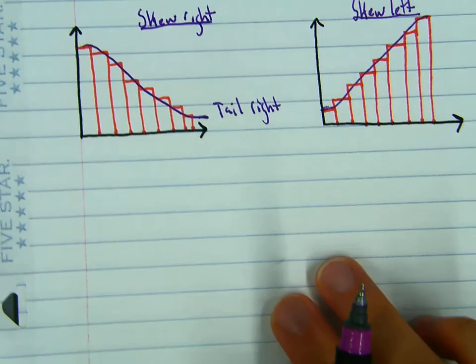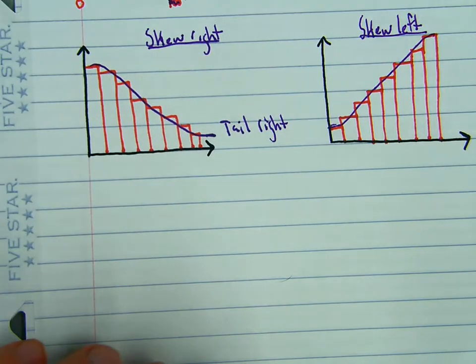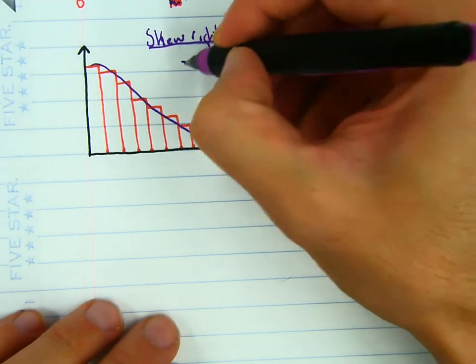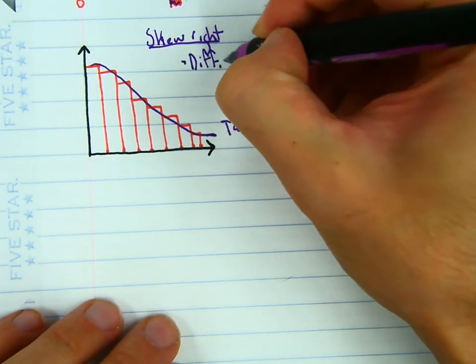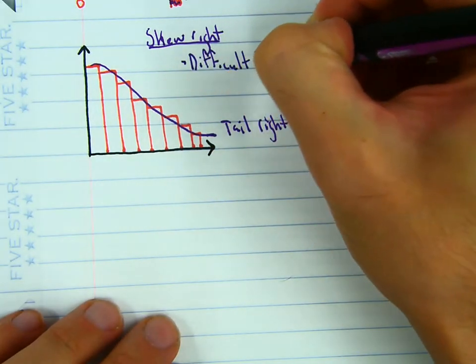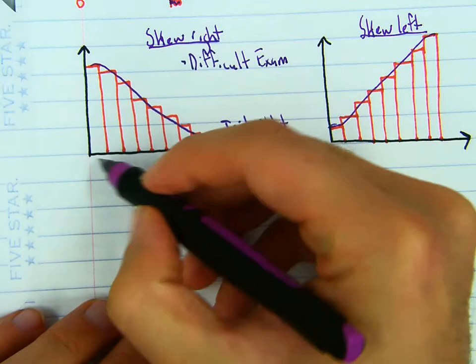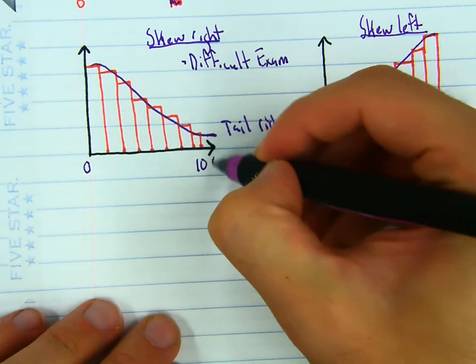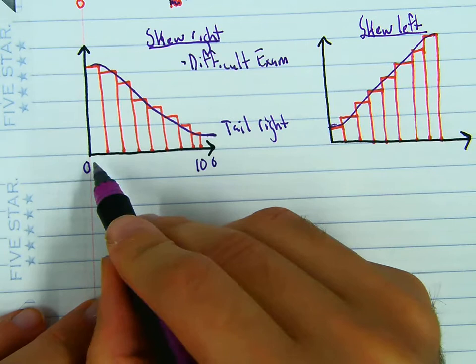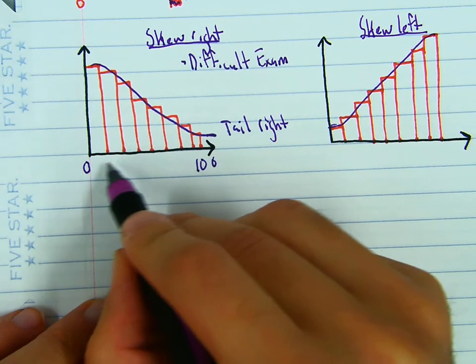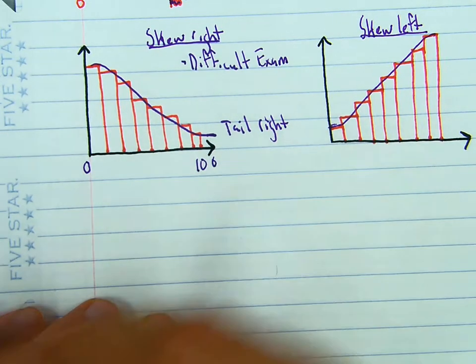Let's see. Skew right. What would be a good one for this? Maybe a difficult exam. If this is 0 and 100, and the exam is very difficult, you're probably going to have more students who do very badly versus very well.